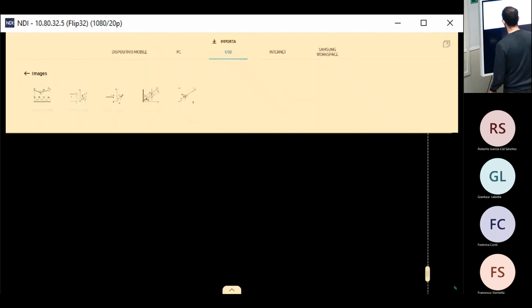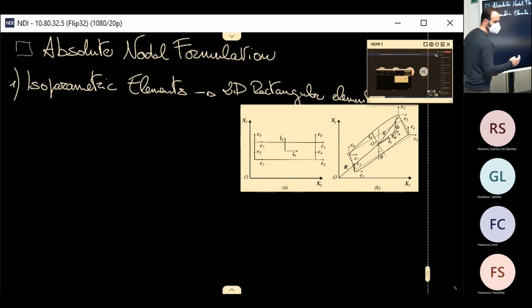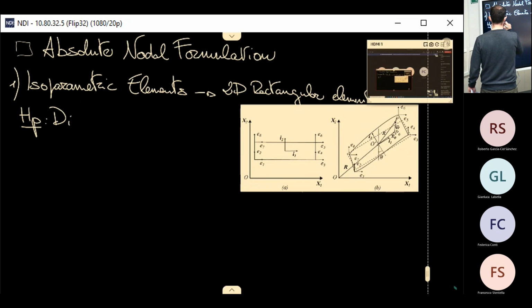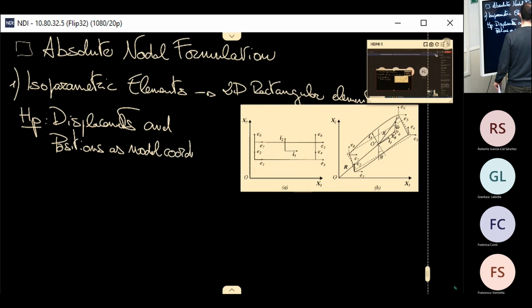Okay, so just to recall, it should be this one. So this is an image of the element that we are trying to derive. As you can see, we're in the plane, and we have a rectangular element. It's an isoparametric element, meaning that we are only taking displacements and positions as nodal coordinates. Meaning that there is no rotation in these elements.